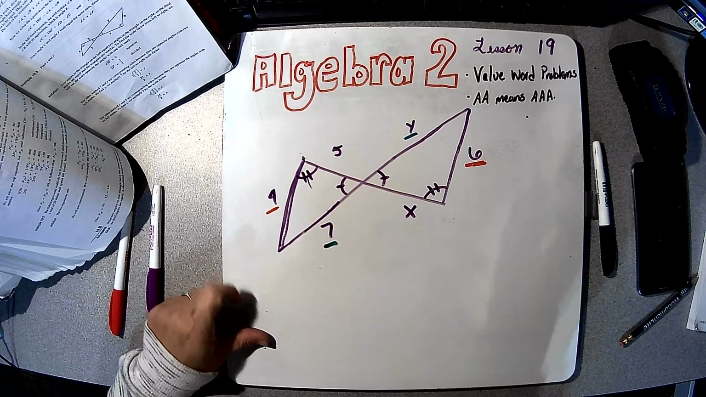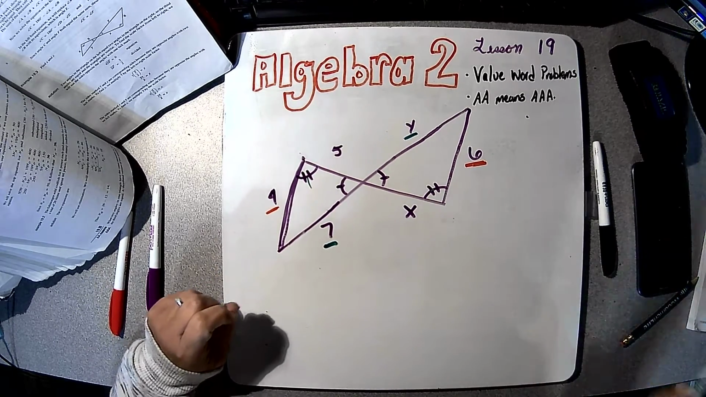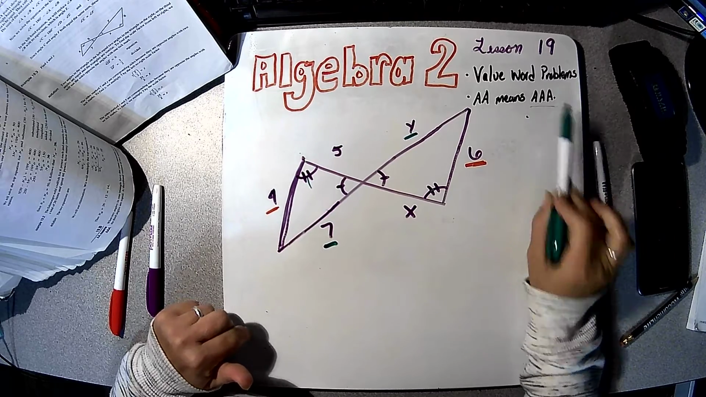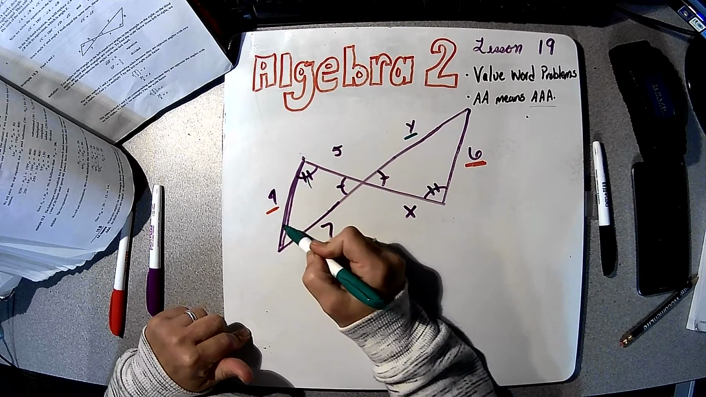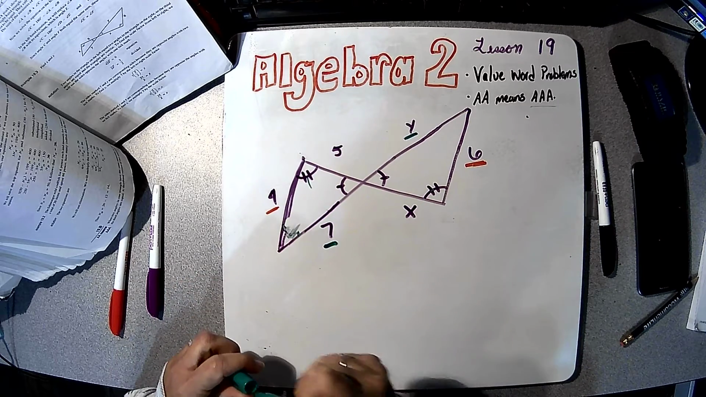Okay, now the angle-angle means AAA. It tells us that this third angle has to be the same. Actually, I'm going to use a different color for that.